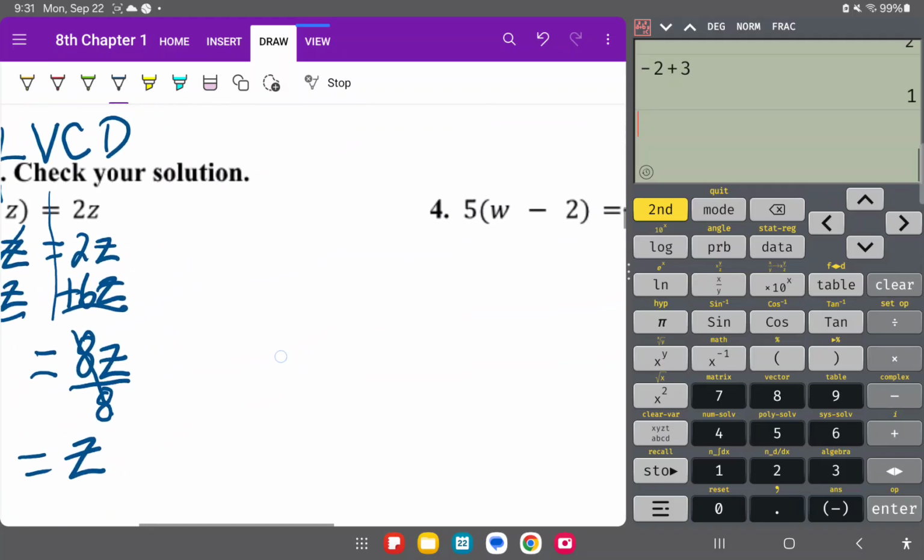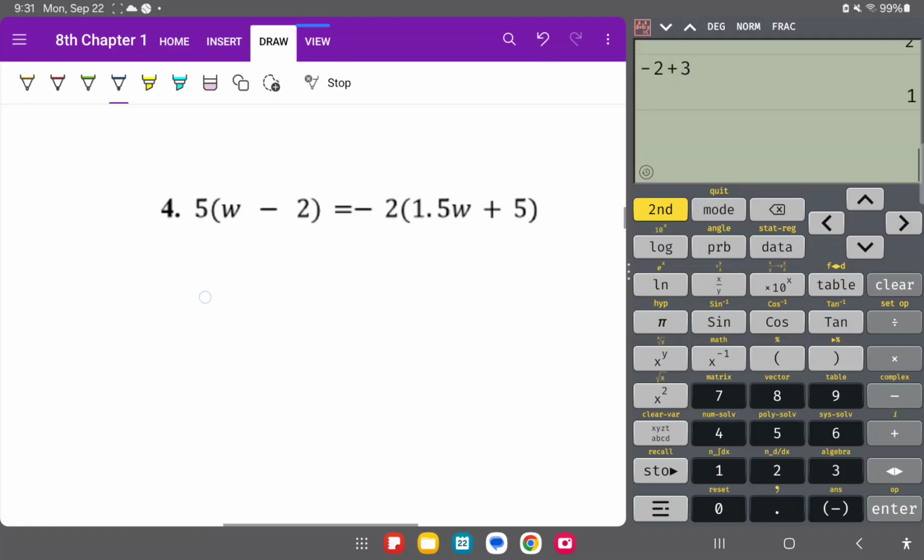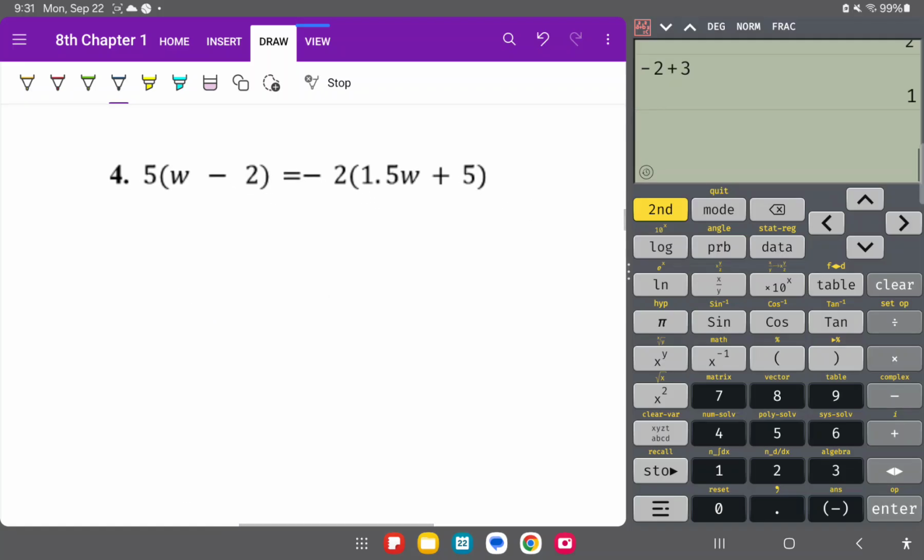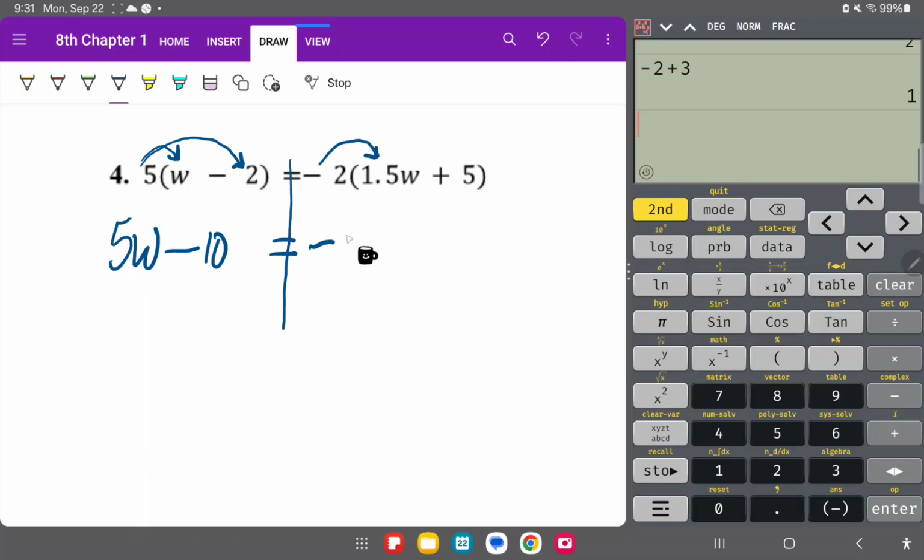All right, let's look at number 4. Now, number 4, we have to distribute on both sides. So distribute here. We have 5w. 5 times -2 is -10. Bring down the equals. Now this is a negative, so -2 times 1.5w is -3w. And then -2 times 5 is -10, like that.